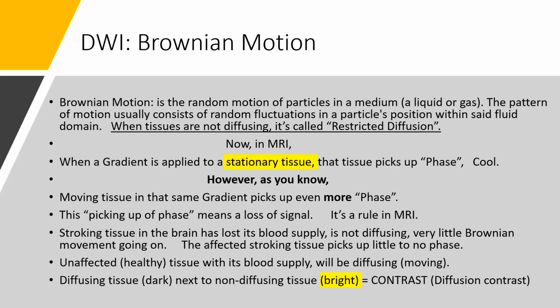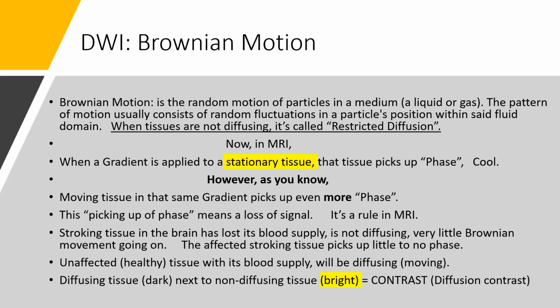So Brownian motion, maybe that's a new term for you. Some people call it the sodium pump, but Brownian motion, if you look it up in Webster's, is a random motion of molecules in a medium, liquid or a gas. The pattern of motion usually consists of random fluctuations in a particle's position within the fluid. So basically it's going wherever it wants, okay? Because there's a blood supply to the brain cells, they can move stuff in and out at will. But when there's no blood supply, you have something called restricted diffusion.